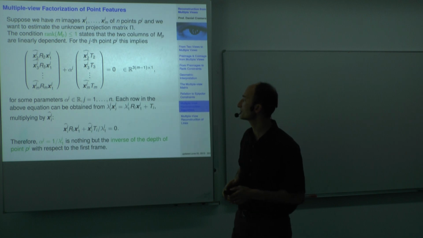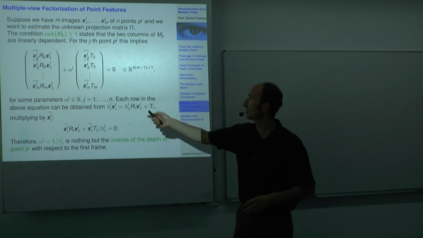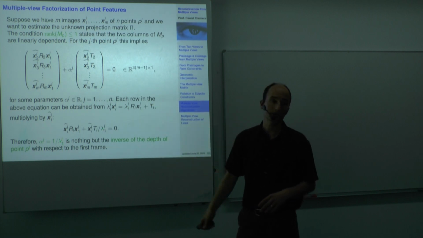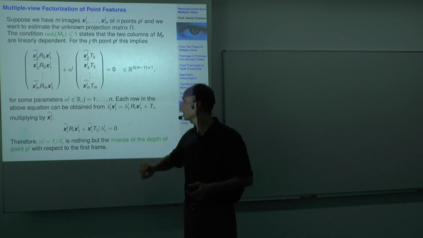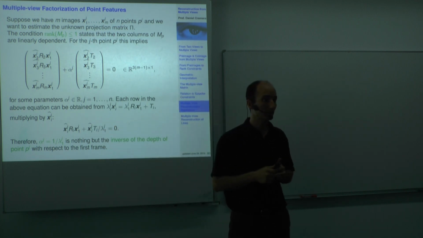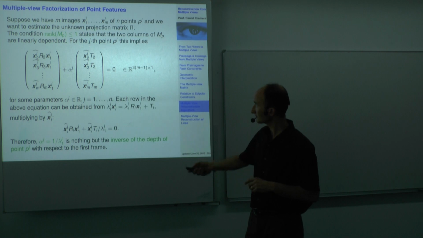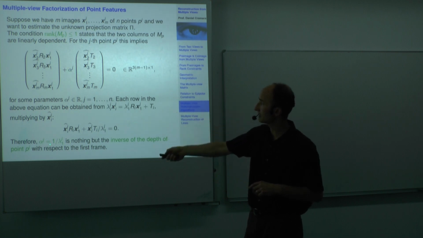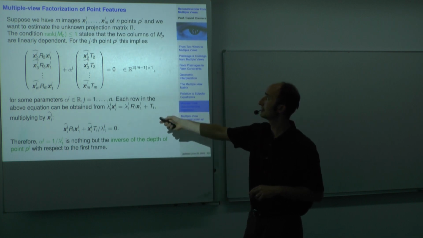And in fact, you can show that this parameter alpha j that you have here that models this linear dependency is nothing but 1 over lambda 1j. So that is exactly the depth of the point j with respect to the first camera. And so we have this equation. It contains the 3D parameters. In here, the alpha j is 1 over the depth. It contains the 2D coordinates and the camera motion.